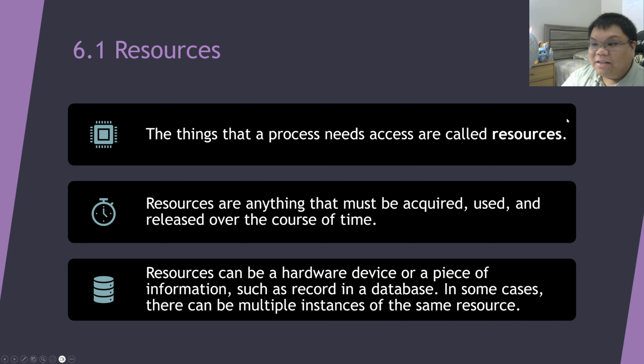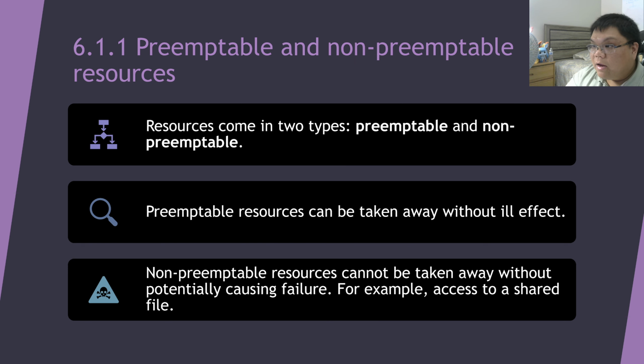So, resources. The things that a process needs access to are called resources. Resources are anything that must be acquired, used, and released over time. Resources can include hardware or a piece of information, such as a record in a database. In some cases, there can be multiple instances of the same resource. Resources come in two types, preemptible and non-preemptible. Preemptible resources can be taken away from a process without ill effect. Non-preemptible resources cannot, without causing bad things to happen. What kind of bad things? Bad things such as data loss.